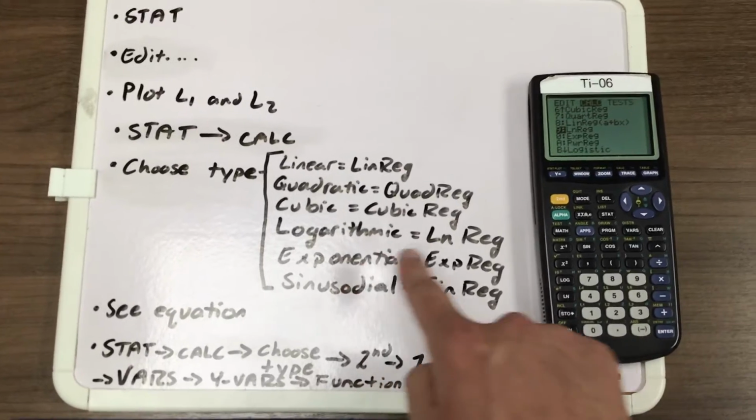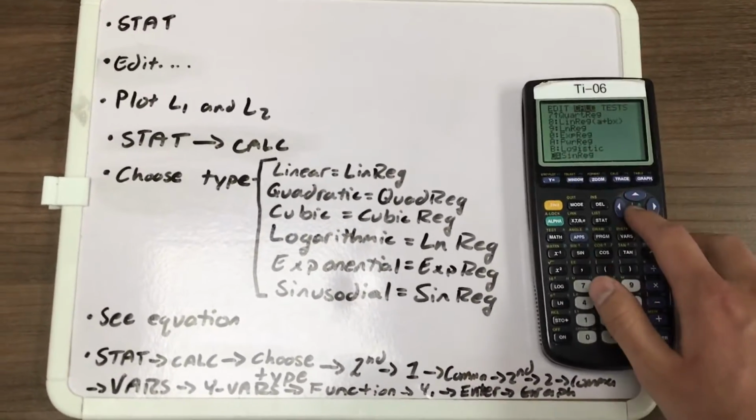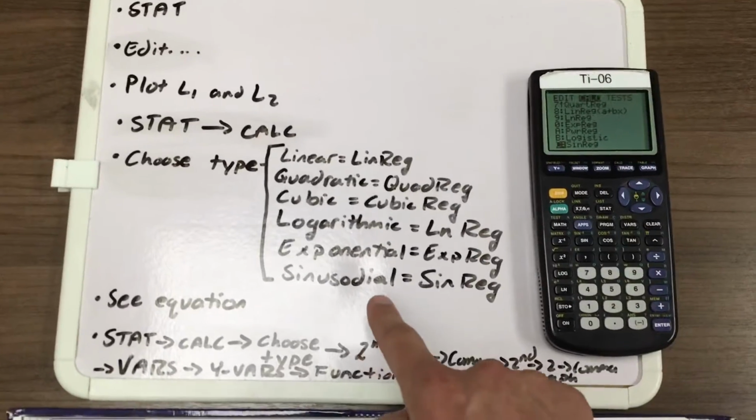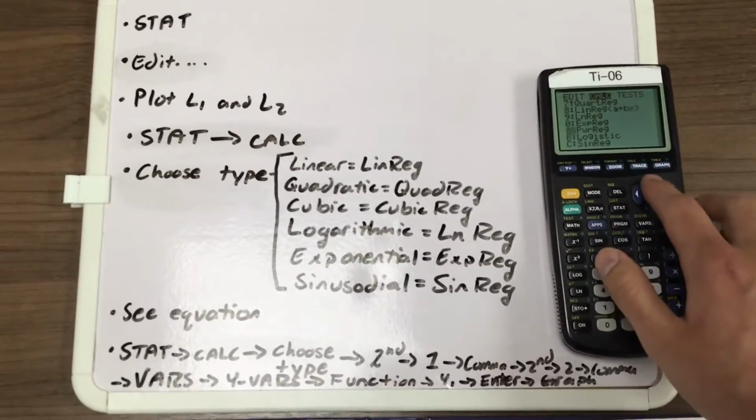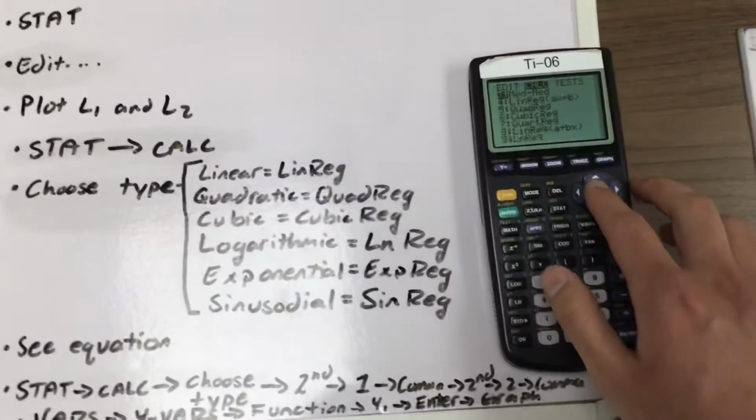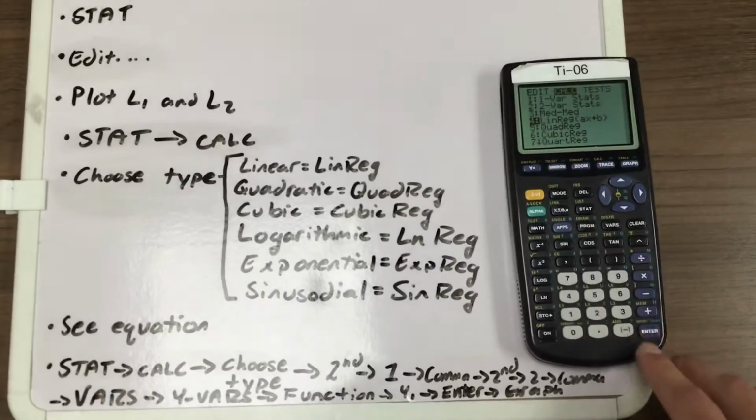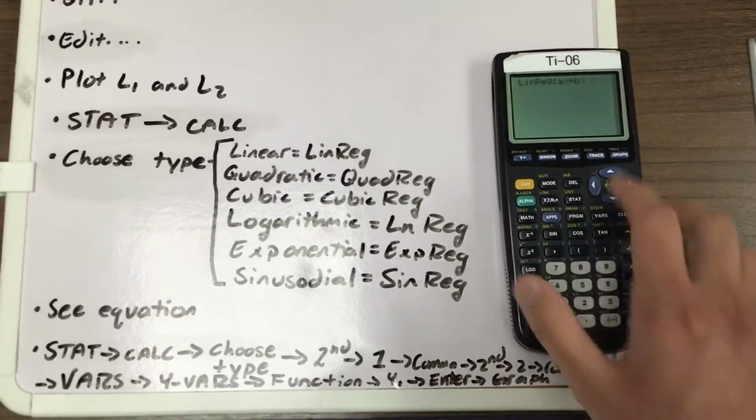Exponential reg is found here. And then the last one you learn is sine reg, which is for a sinusoidal. But in this example, we know that it is a linear regression. So I'm going to go up to the first linear regression and press enter on linreg.